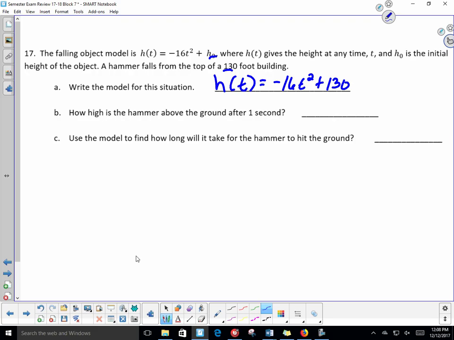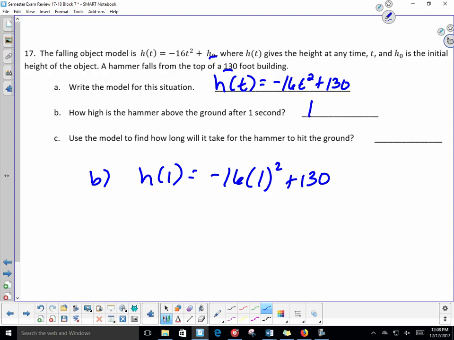Then it says, how high is the hammer above the ground after 1 second? What would I do then? Would you plug in 1 for t? So I'm going to plug in 1. I'm going to find the height at 1 second. So I'm going to have negative 16 times 1 squared plus 130. Technically, I have to square the 1 first before I multiply it by 16, but 1 squared is 1, so it doesn't really matter, but just in case. And what do I get?